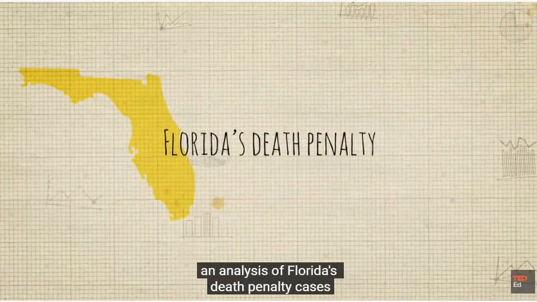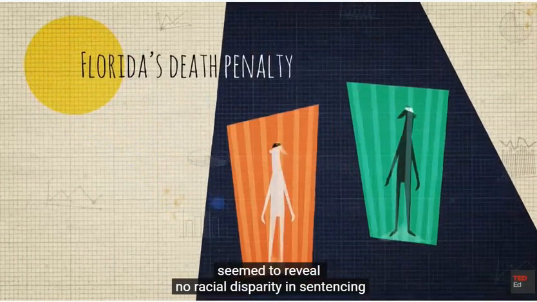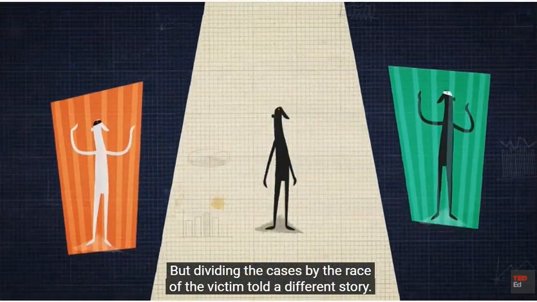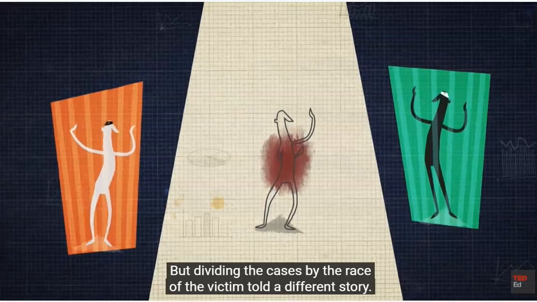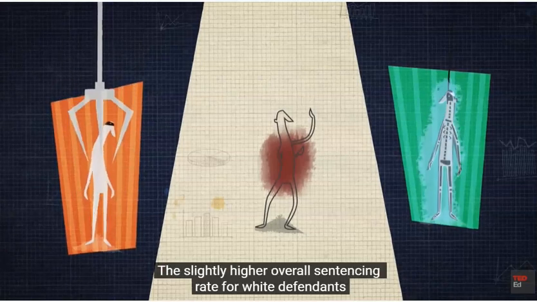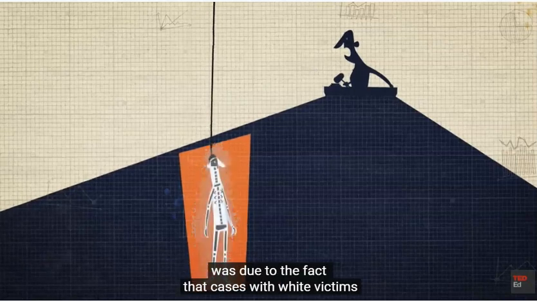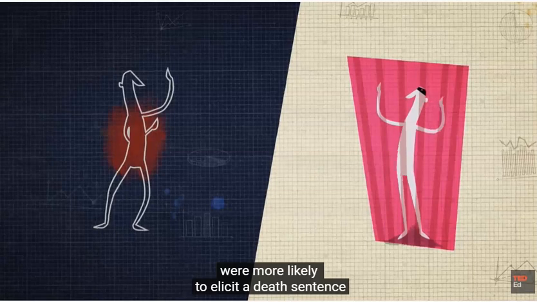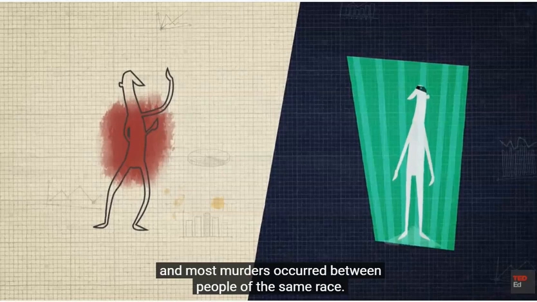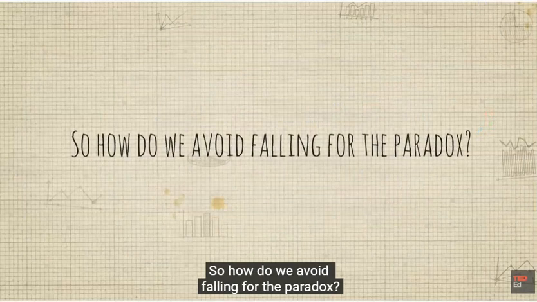In another example, an analysis of Florida's death penalty cases seemed to reveal no racial disparity in sentencing between black and white defendants convicted of murder. But dividing the cases by the race of the victim told a different story. In either situation, black defendants were more likely to be sentenced to death. The slightly higher overall sentencing rate for white defendants was due to the fact that cases with white victims were more likely to elicit a death sentence than cases where the victim was black, and most murders occurred between people of the same race. So how do we avoid falling for the paradox?